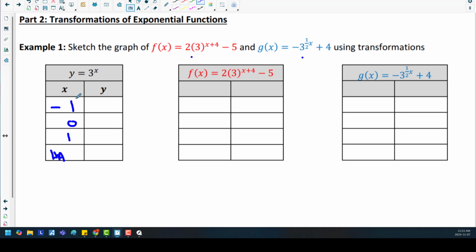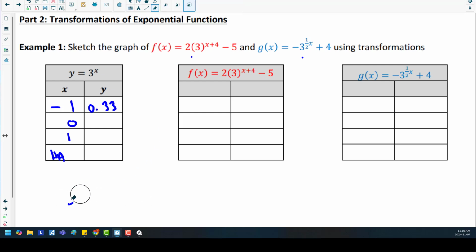So if I substitute -1 into this equation, what do I get? Well, it's going to be y equals 3 to the power of -1. And that is just 1 over 3. And we can write this in decimal form, which is fine, makes it easier to graph.